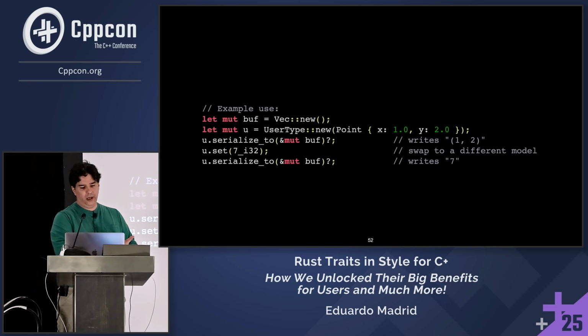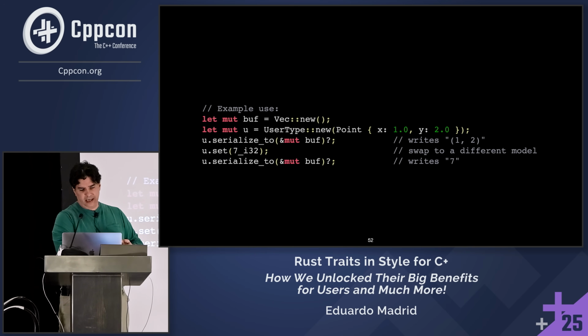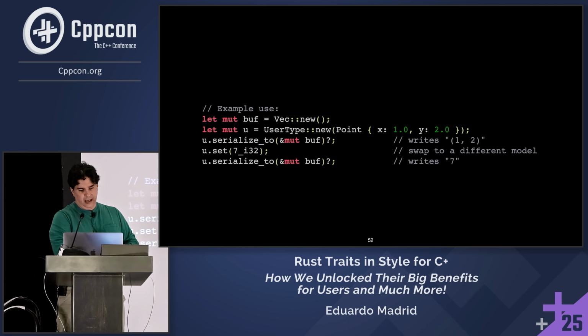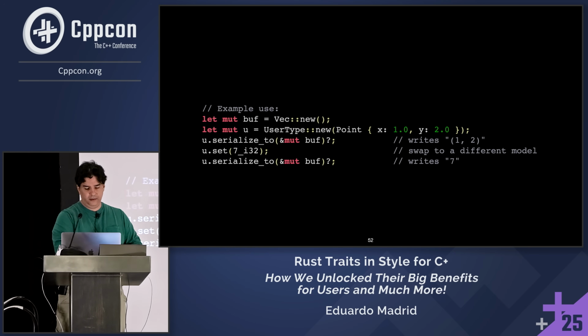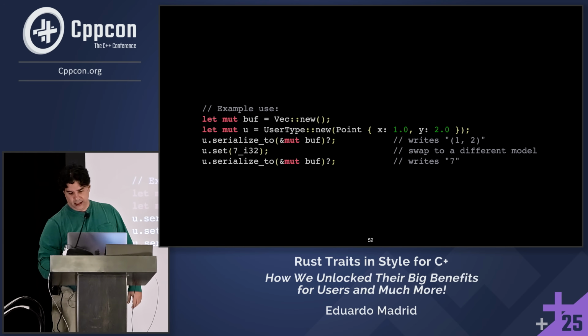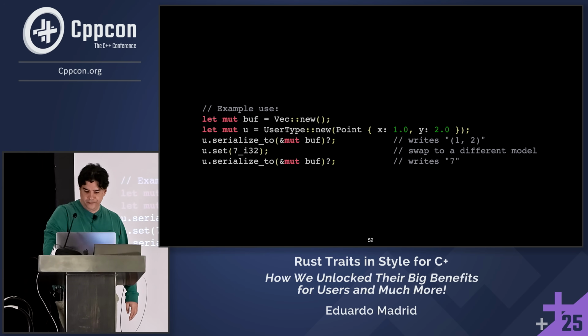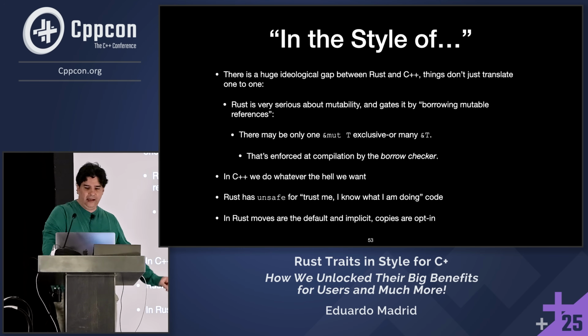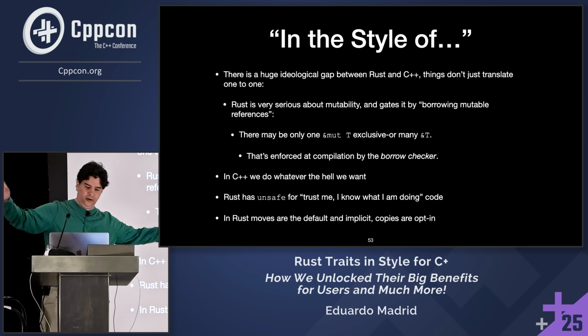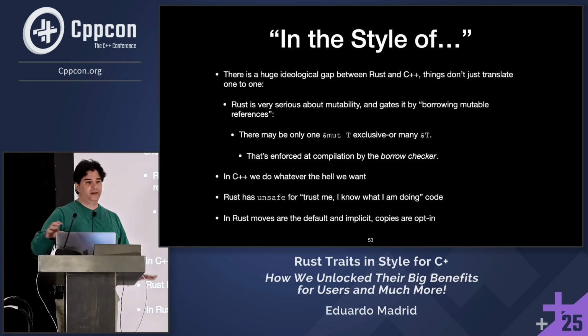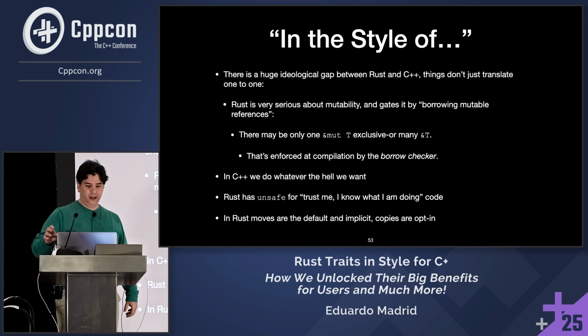And the way to use it will be, well, very trivial, right? Like if you want to mutate a buffer, and you want to mutate a user type, that's the way that you invoke serialization. You rebind the trait to some other object, and again, use the runtime polymorphism that it offers. Now, in the style of part of the title of the presentation, there is a big ideological gap between Rust and C++. So the things don't translate one-to-one.